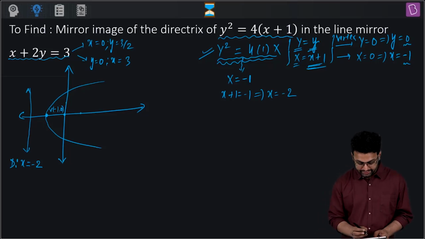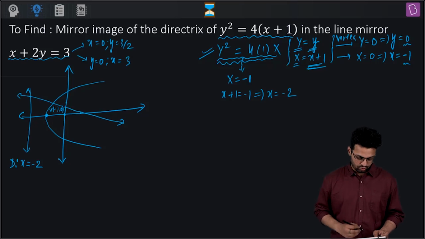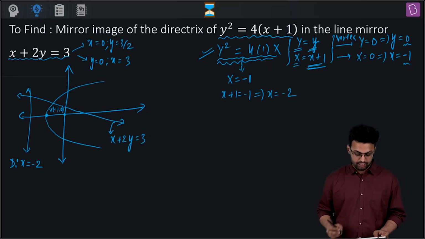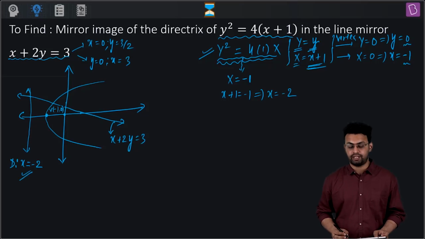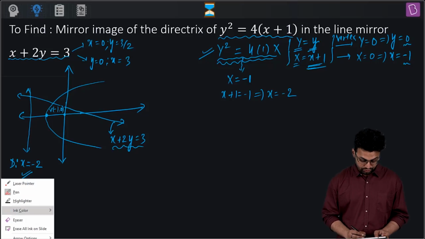So the line is somewhat going to be like this. This is what the line mirror is going to be. Okay, what is the equation of this line? The equation of this line is x + 2y = 3. Now we have to find the mirror image of the directrix with respect to this line. Mirror image of this directrix.